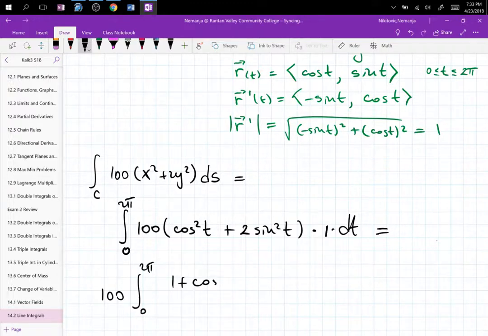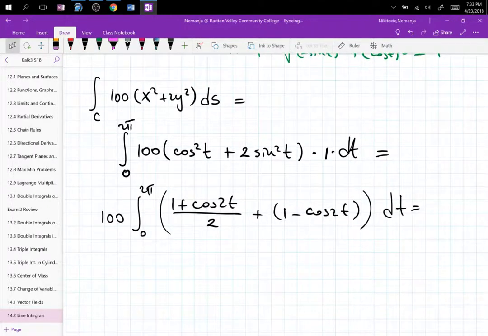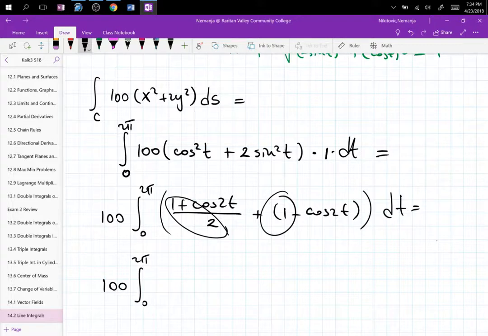Cosine squared is 1 plus cosine 2t over 2, plus, and sine squared will be 1 minus cosine 2t. No over 2 because it cancels with the 2 that is in front. All of these in parentheses, and then we have dt at the end. Now we can actually combine all of this before integrating, so we don't have to work double, triple hard for no reason. Let's do some algebra. I see a 1/2 and I see 1. 1/2 plus 1 in my book is 3/2.